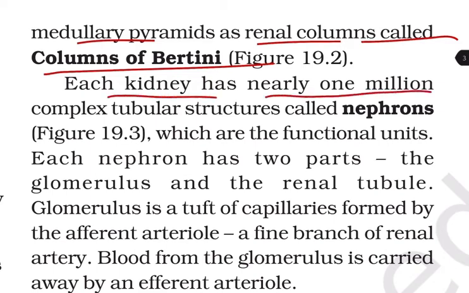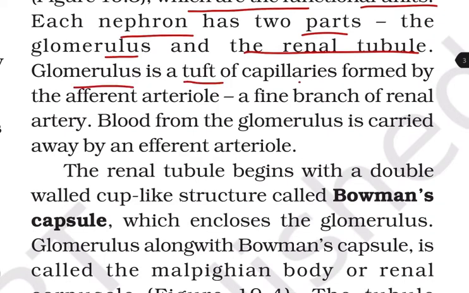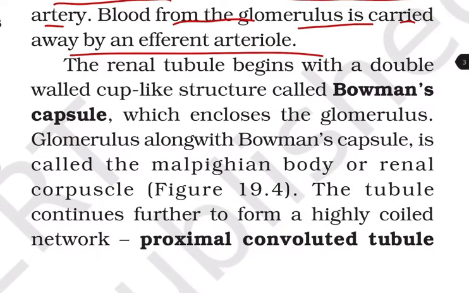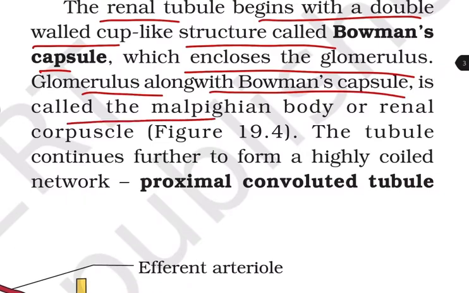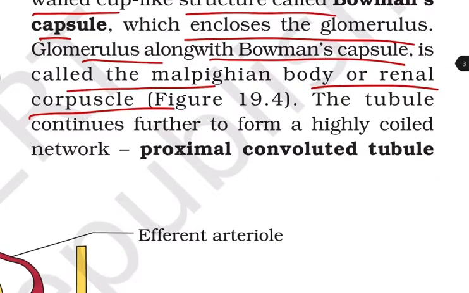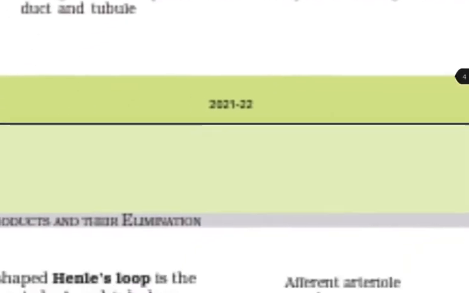Each kidney has nearly 1 million complex tubular structures called nephrons, which are the functional units. Each nephron has two parts, the glomerulus and the renal tubule. Glomerulus is a tuft of capillaries formed by the afferent arteriole, a fine branch of the renal artery. Blood from the glomerulus is carried away by an efferent arteriole. The renal tubule begins with a double-walled cup-like structure called Bowman's capsule, which encloses the glomerulus. Glomerulus along with Bowman's capsule is called the Malpighian body or renal corpuscle, and the tubule continues further to form a highly coiled network, that is the proximal convoluted tubule.